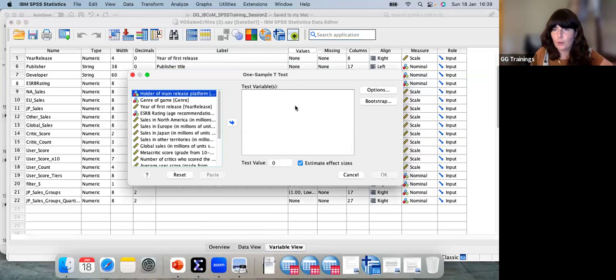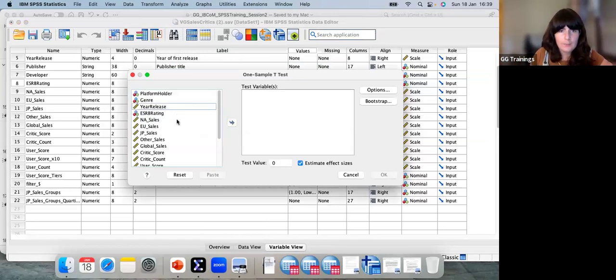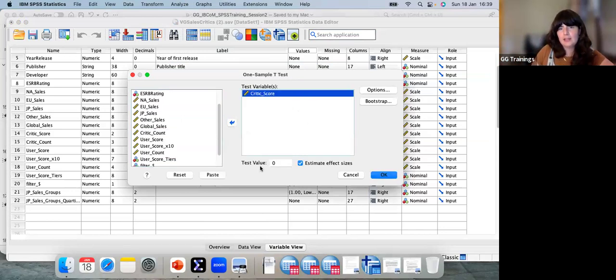Okay, you've only got the one variable, so you can put it in there. Critic score. Okay, and then here you should see test value. All right, so this is going to be the old population average based on prior research that they will give to you in the question text. And I made it up. I think I put 78, whatever it is. So for this example that we just looked at on screen with the freedom of the press, if I was in that data set, I would have put 52. Okay, this is a different data file.